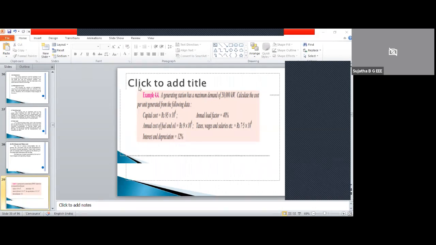So you are asked to calculate the cost of the power that is generated per unit. That means you have to remember, unit means kilowatt hour. For generating 1 kilowatt hour of power, how much cost is incurred? So you have to estimate. Next we will discuss how we solve this.